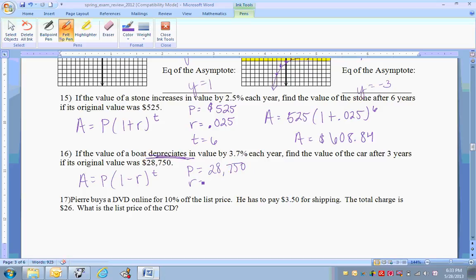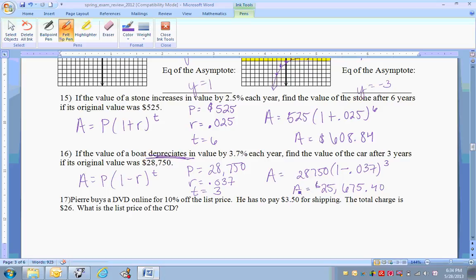$28,750. The rate at which it's decreasing is 3.7% each year. When we convert that to a decimal, it becomes 0.037. And then the time that we're interested in is 3 years after the original price. So this becomes A equals 28,750 times 1 minus 0.037 raised to the 3. And when you enter that into your calculator, you end up with $25,675.40.